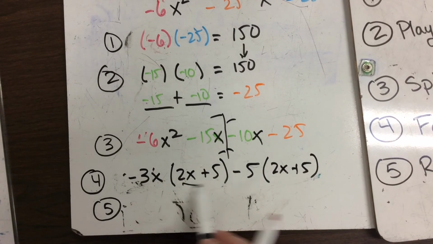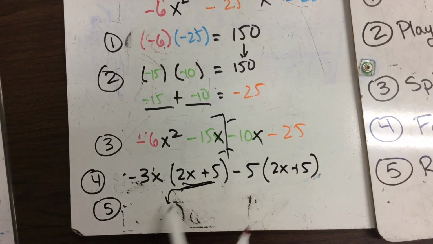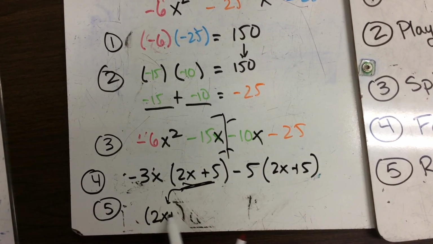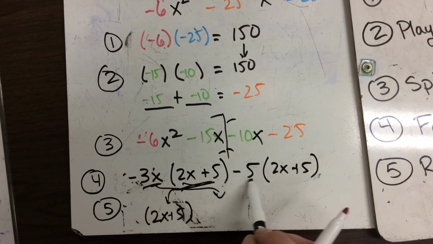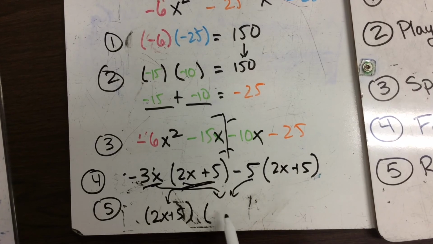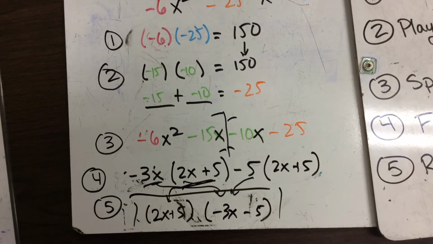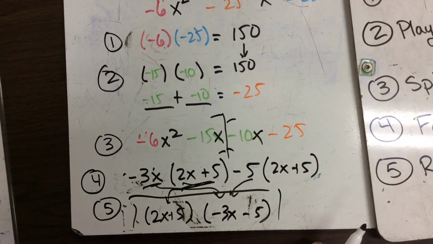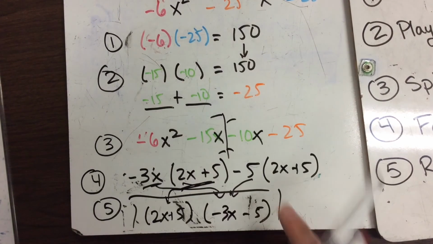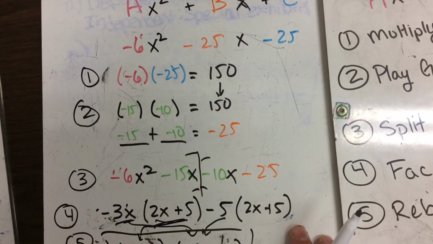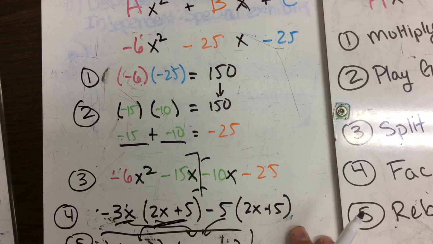I'm going to rebuild, where I take one idea from the parentheses, and then I take both ideas that are outside of the parentheses to make their own set. Once we've done this, I'm done. If I want to check it, which checking it's always good, if you redo this, you're going to get negative 6x squared minus 25x minus 25.